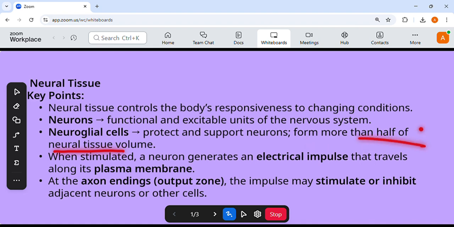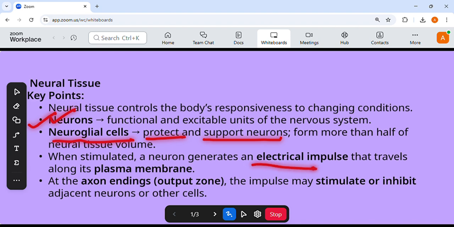That means this 50% of neural tissue is neuroglia cells. What they are doing is protecting and supporting the neurons, and they are non-excitable. Neuroglia cells are non-excitable, whereas neurons are excitable. They are going to generate the impulses.